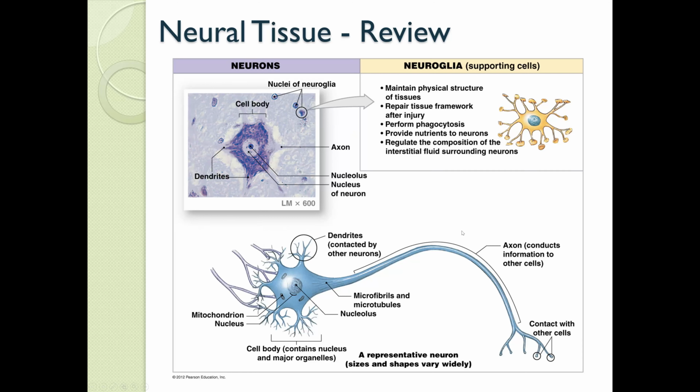All right, and the other thing that you need to know for now is the function of the neuroglia. I said that they support the neurons, but to get more specific, they maintain the physical structure of the neural tissue. They also help with repairing neural tissue after injury. They often cannot repair the neurons, but they can help to repair the surrounding tissue. They perform phagocytosis. They provide nutrients to neurons, and they regulate the composition of the interstitial fluid that surrounds the neurons. And this is important to allowing the neurons to function correctly. And that's all for now about what you need to know for neural tissue.